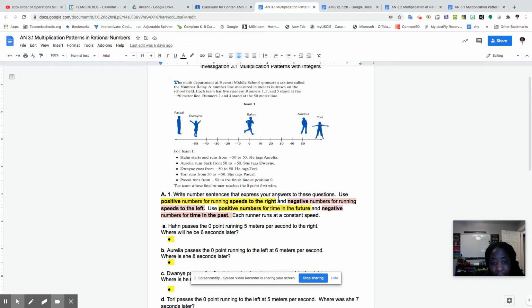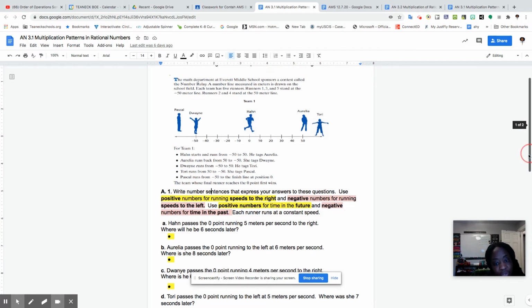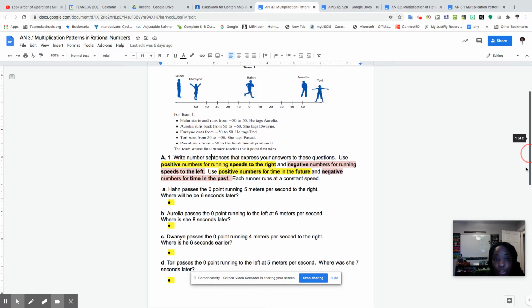So if we're looking at someone running in one direction but going towards the left, then that's going to be negative. So what you're asked to do is for each of them, write number sentences from where they started to where the change in movement was to where they ended. Okay, it's going to force you to think a little bit, but that's okay. And of course, we're going to go over it tomorrow during class.